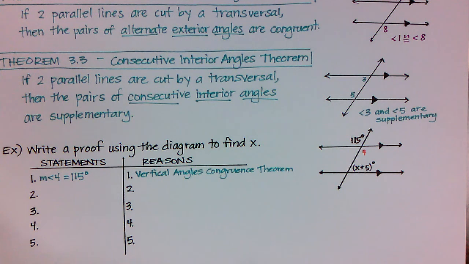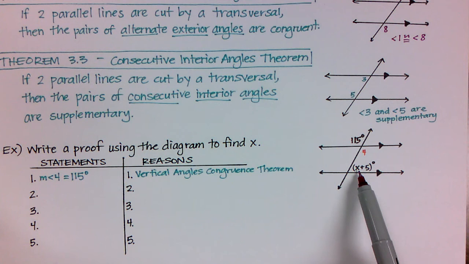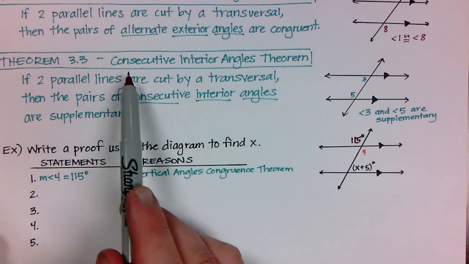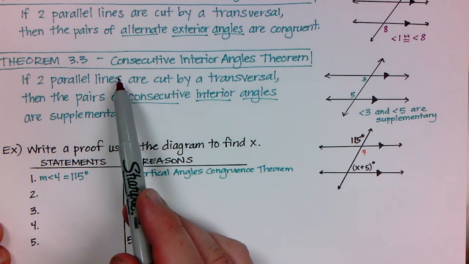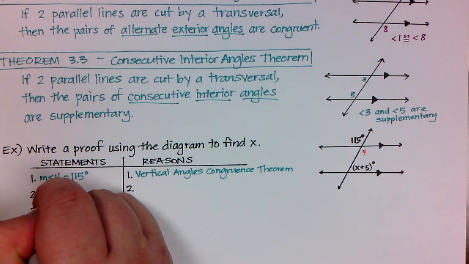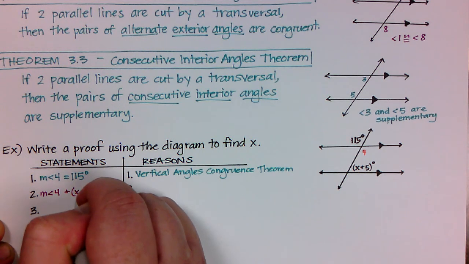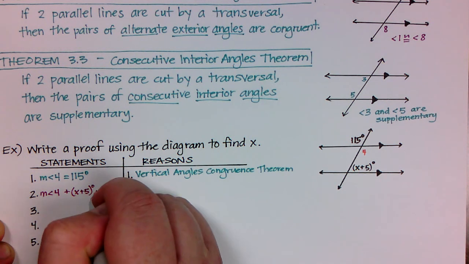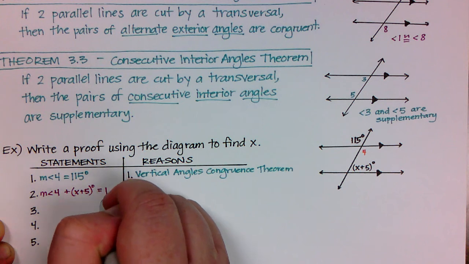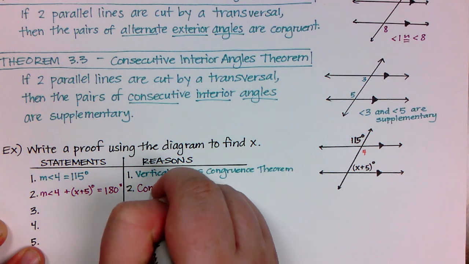So if I know that, then I also know that the measure of angle 4 plus the x plus 5 should equal 180 degrees because of my last theorem right here. Right? They should add up to 180 degrees because they should be supplementary. So I'm going to write that down. The measure of angle 4 plus x plus 5 degrees should equal 180 degrees. And that's from the consecutive interior angles theorem.